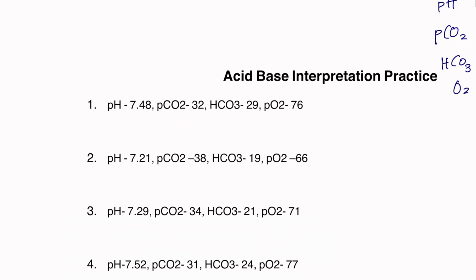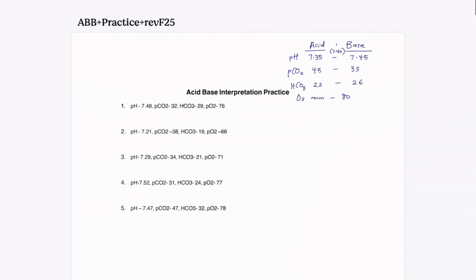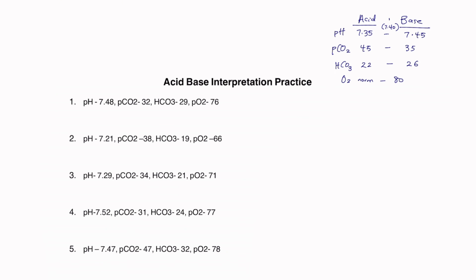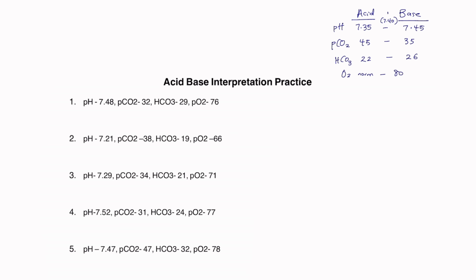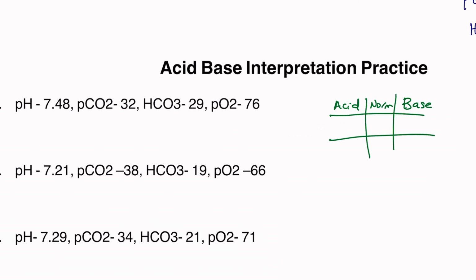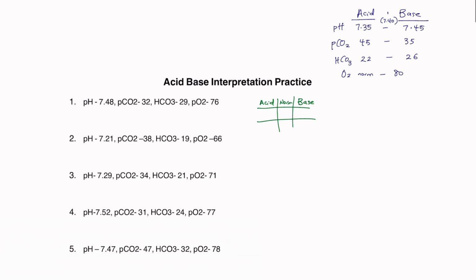Let me just change the color of my pen. I'm going to make this a little smaller so we could have more space. For your tic-tac-toe, you simply draw the tic-tac-toe game. Then here you want to write acid, norm, base. So what is this? I'm going to bring this closer so we could always go back to it.